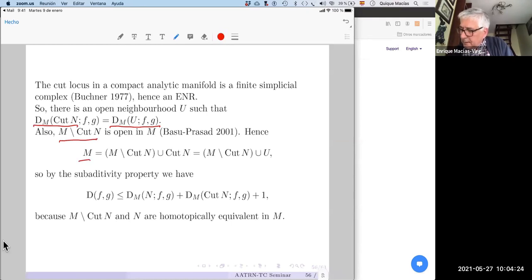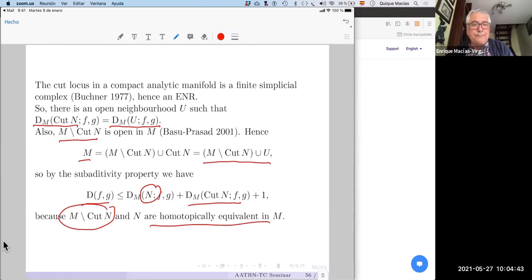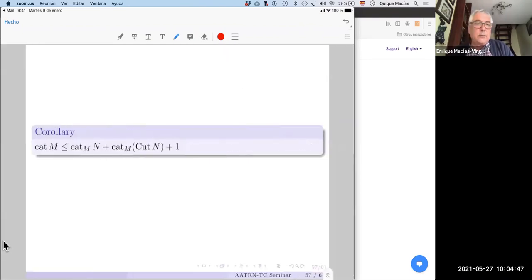then you have that M can be written as the union of these two open subsets, and by subadditivity, you have that the distance is bounded by the distance on the cut locus and the distance on N, because N and M minus cut N have the same homotopy type. A consequence of that is that the category of a manifold is bounded by the sum of the category of N and the category of the cut locus, which I think is a new result.